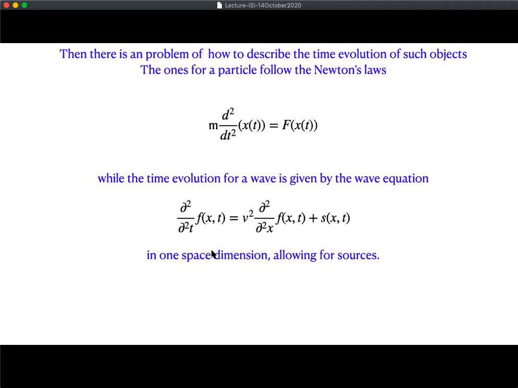Both these are one-dimensional objects, one space and one time. So this is the description of a wave, and this is the description of a particle, its time evolution as we understand it. For both particles and waves, the configuration space is the position x of the place where you're measuring it, and that can change with time.